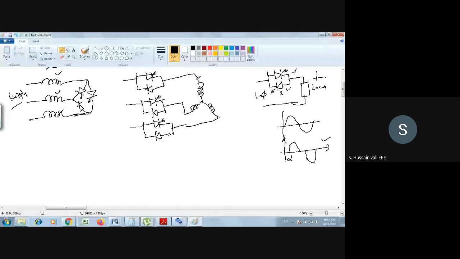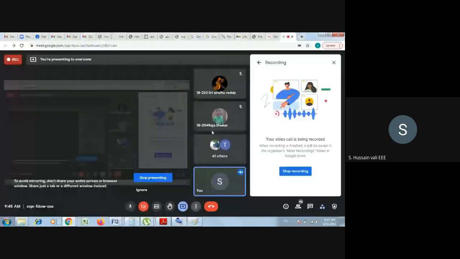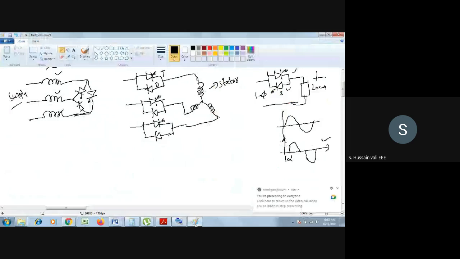This one is the stator windings. Now you see here, this is also a three-phase AC voltage controller. What you find here is one thyristor, one diode. This is also one type of AC voltage controller. And the stator is now connected in a star connection here.